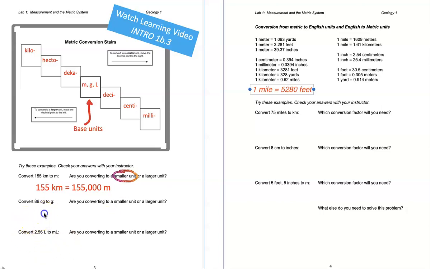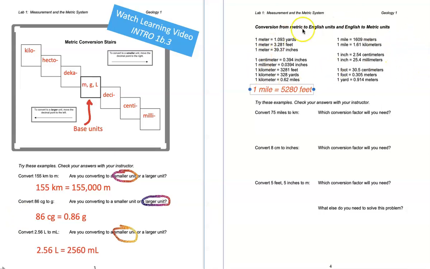Going from centigrams to grams, you're going to a larger unit, so you're going to move the decimal place to the left. 86 centigrams equals 0.86 grams. Finally, going from liters to milliliters is going to a smaller unit again. 2.56 liters equals 2,560 milliliters.